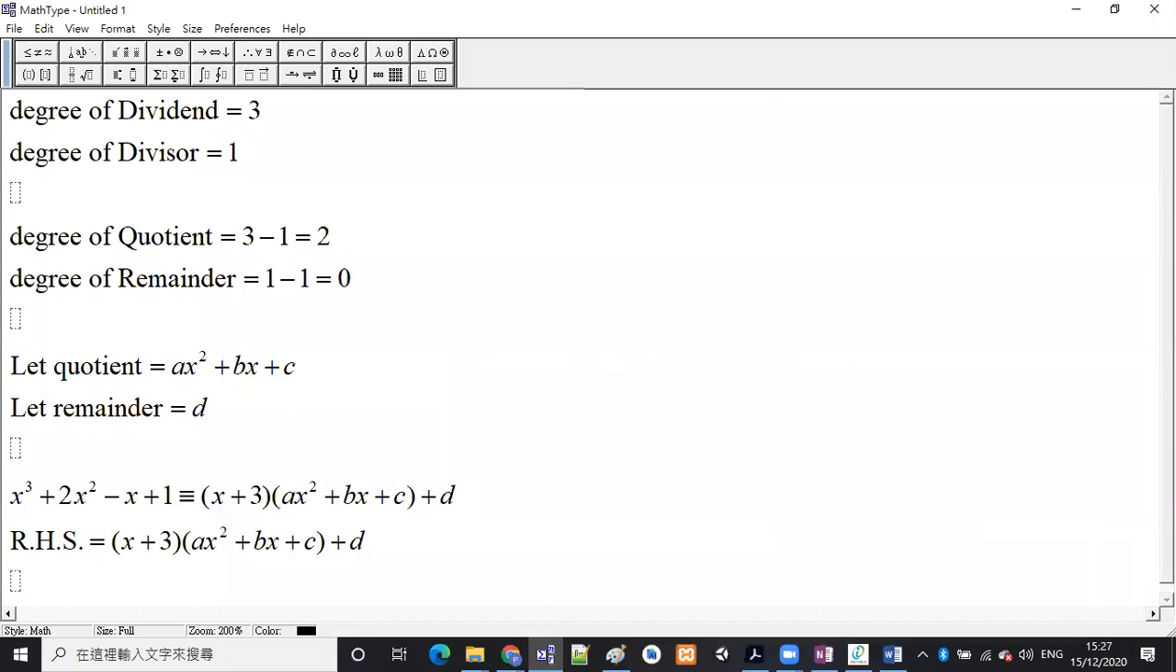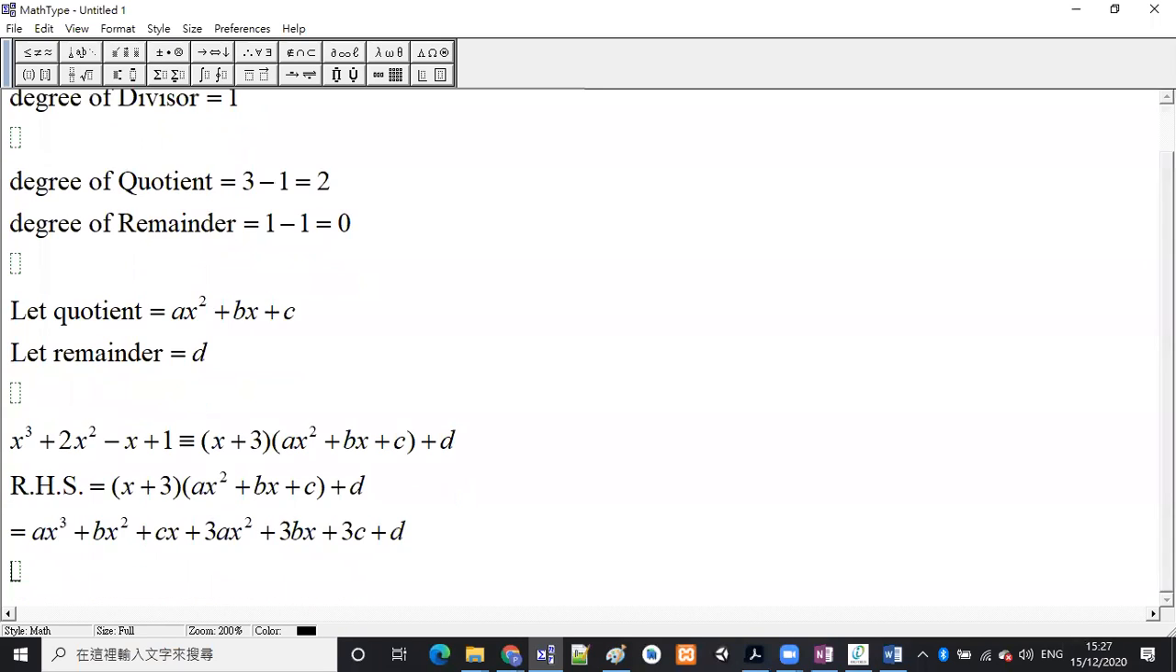And then we will expand all the brackets. It's ax cubed plus bx squared plus cx, and then plus 3ax squared plus 3bx plus 3c, and then plus d. And then we will group the like terms together. We have ax cubed plus (b plus 3a)x squared plus (c plus 3b)x plus (3c plus d) constant term. Can you get this?